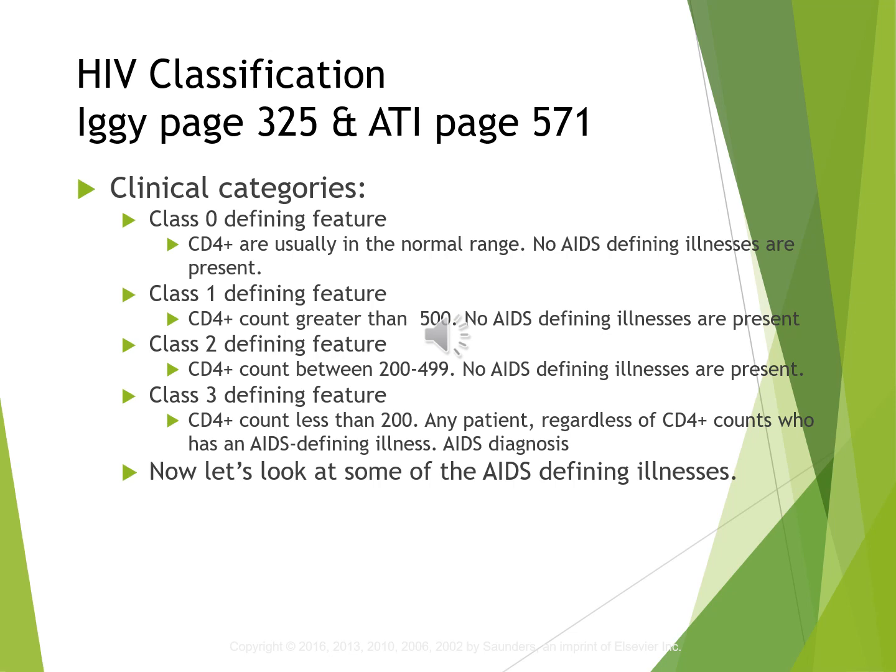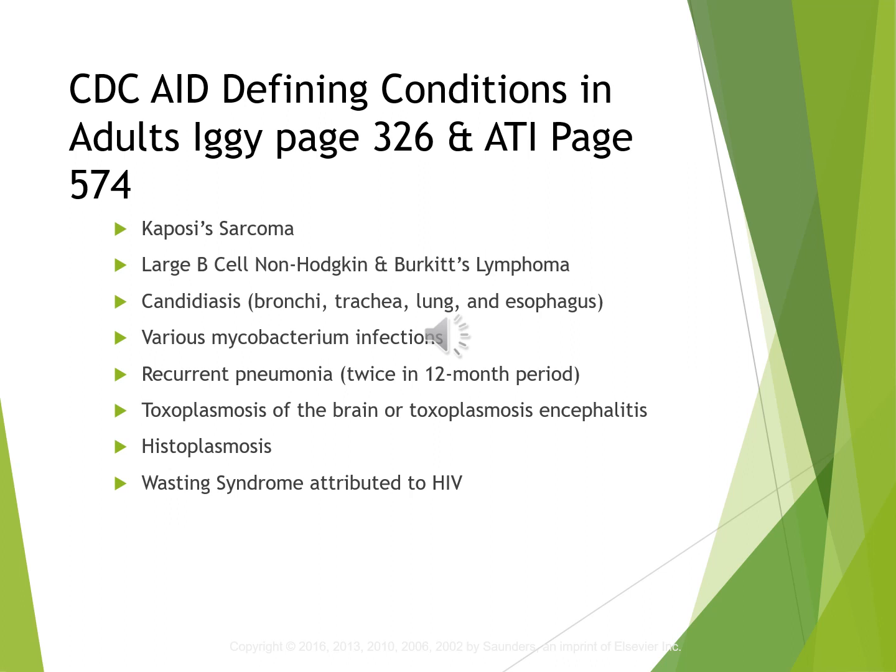So now on this next slide, when I'm saying no AIDS-defining illnesses, what are some of those illnesses that are considered AIDS-defining? Here are some of the AIDS-defining conditions that we talked about on that previous slide. These are just some of them that I've listed. There is a table in your book on page 326, table 17.2, that lists the whole gamut of them.